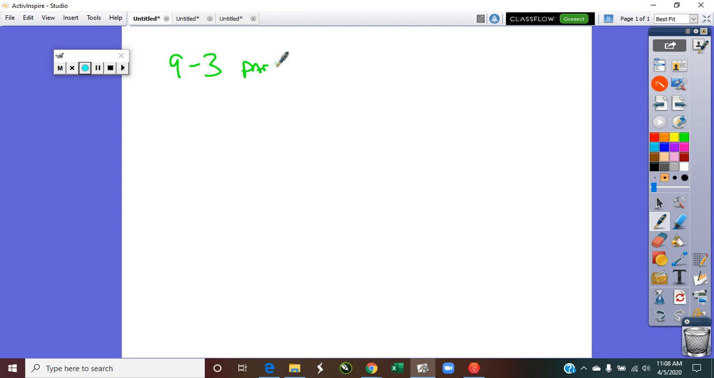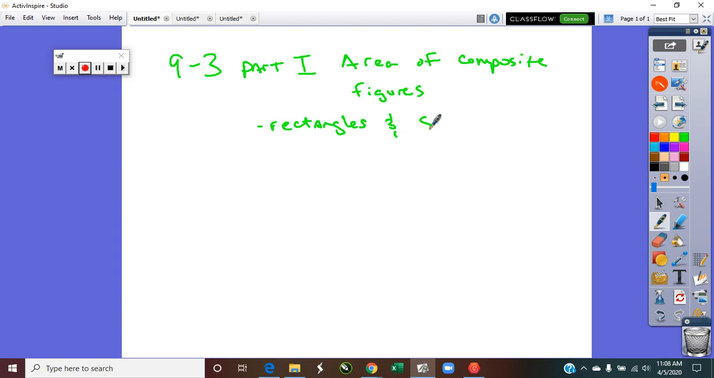This is 9-3, part one, and this is area of composite figures. This first part is made up of rectangles and squares. When we talk about a composite figure, it basically means a figure that's made up of one or more figures. So let's go ahead and write that.